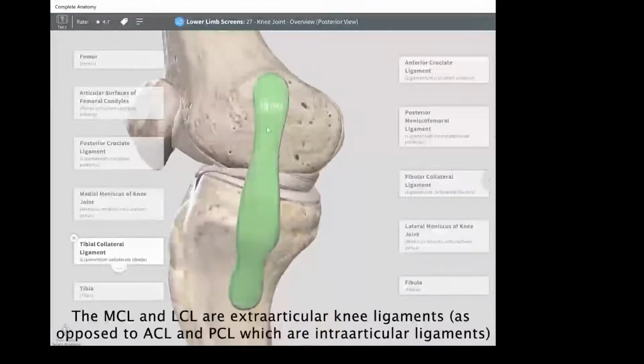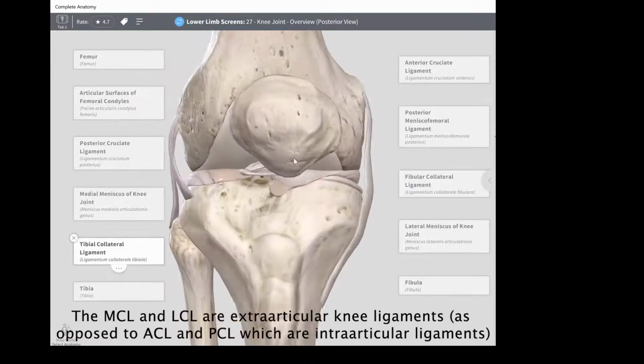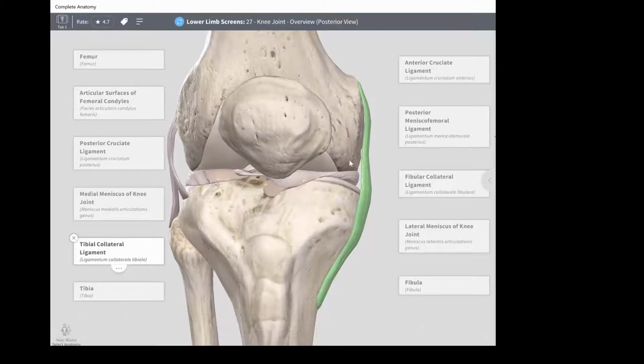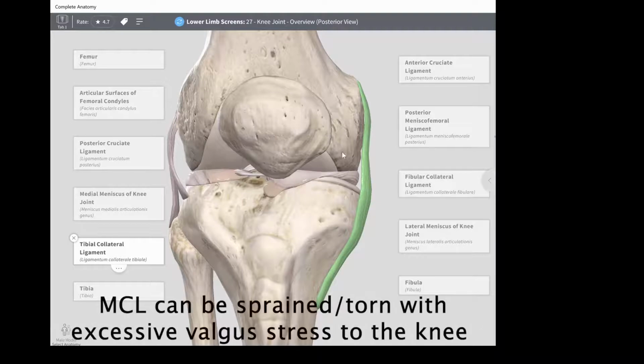Okay, so that was the LCL. This is the MCL. So the MCL is the medial collateral ligament, and then it has a superficial and a deep structure. Okay, the medial collateral ligament, let's bring it into an anterior or frontal view, is going to prevent valgus stress. So if a force comes from the lateral side of the knee and tries to bust this open, this is what is going to prevent the knee from popping open on the medial side.